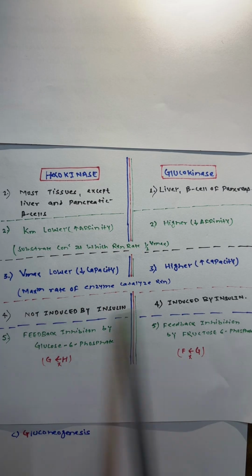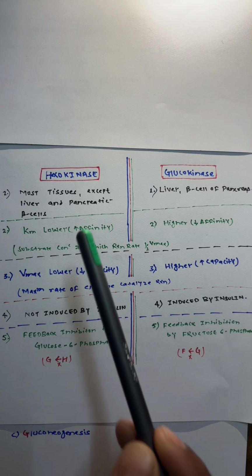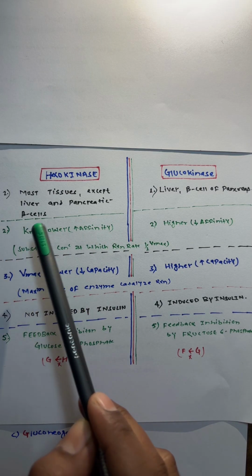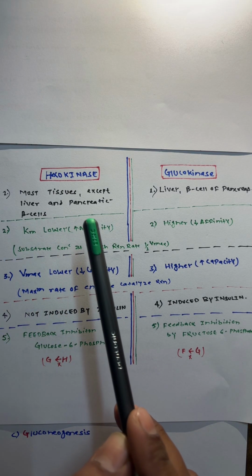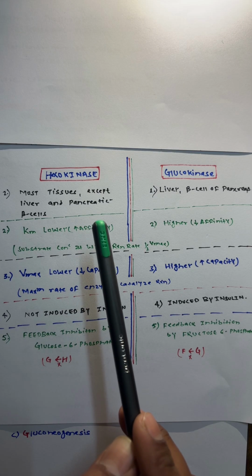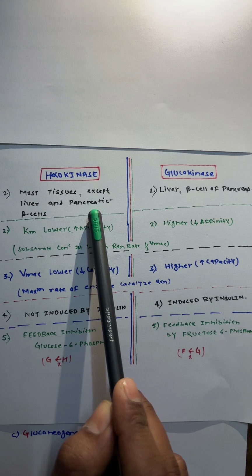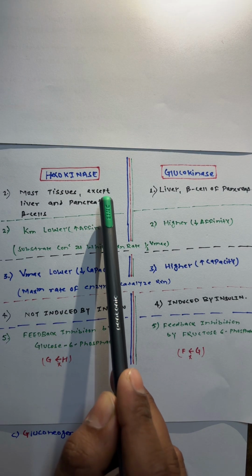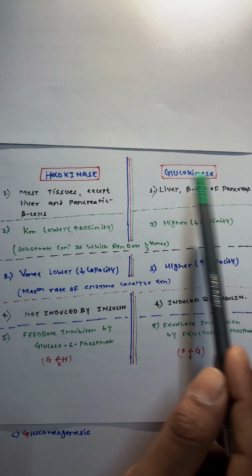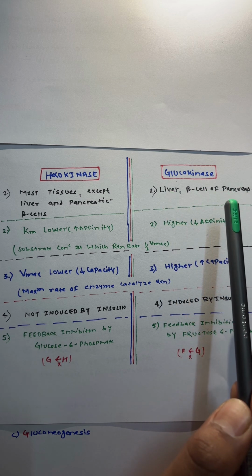Here is a comparison table. We have a total of 5 differences, and we'll talk about them one by one. First, the location. As we have already discussed, hexokinase is found in most of the tissues except liver and pancreatic beta cells. Glucokinase is found in liver and beta cells of pancreas where there is a high concentration of glucose.